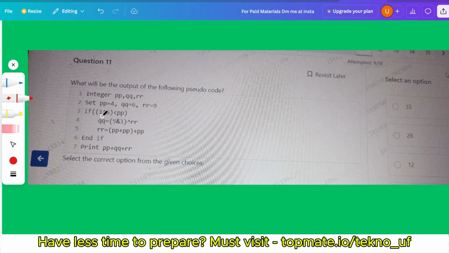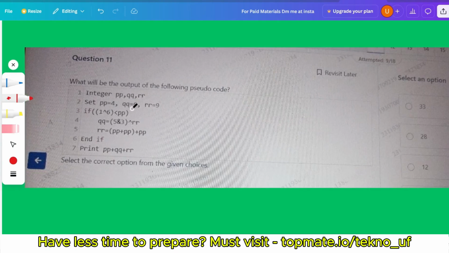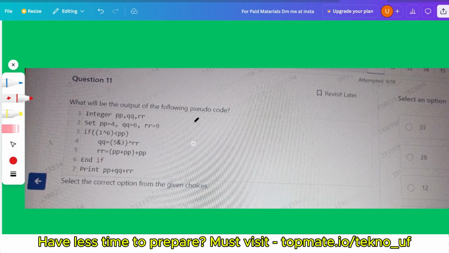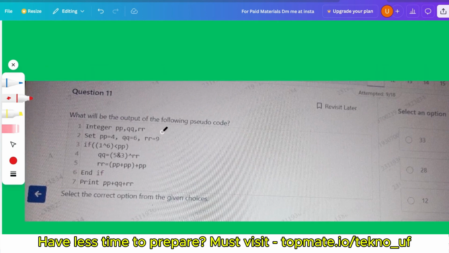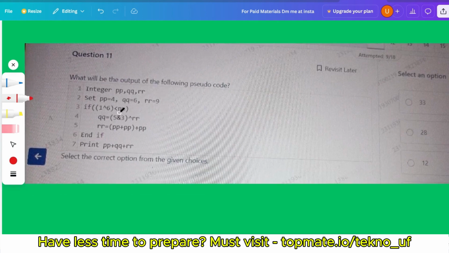So here, as you can see, at first the values of p, q, r are initialized, then it's checking if 1 XOR 6 is less than p. So at first let us calculate the value of 1 XOR 6. 1 means the equivalent binary value is 0 0 1, and the equivalent binary value of 6 is 1 1 0.